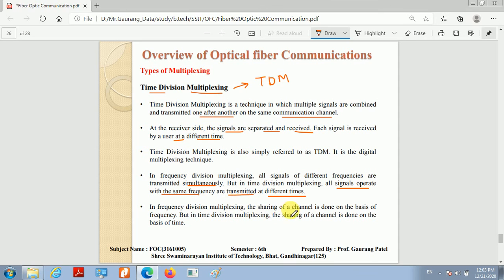So in frequency division multiplexing we can say sharing of channel is done on the basis of frequency, whereas in TDM sharing of channel is done on the basis of time.